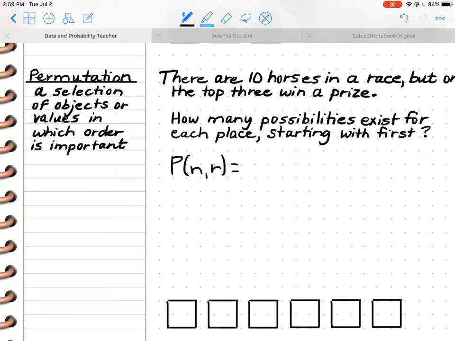An example of this would be a horse race, where if you're betting money on something, the order that those horses finish is very important.